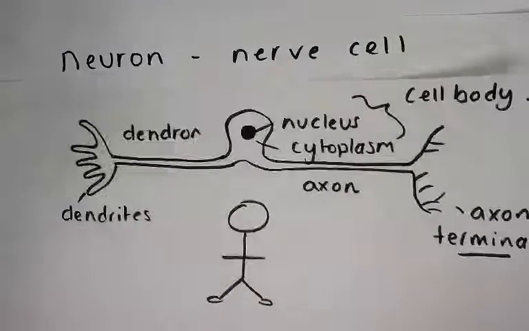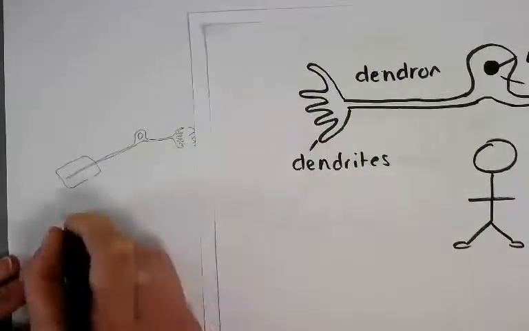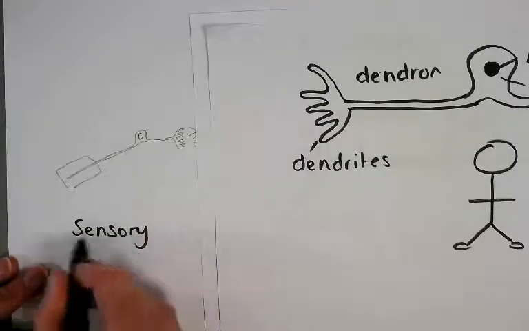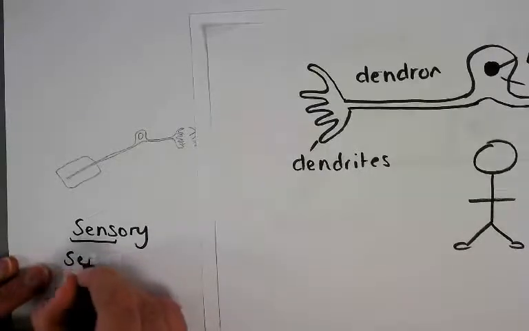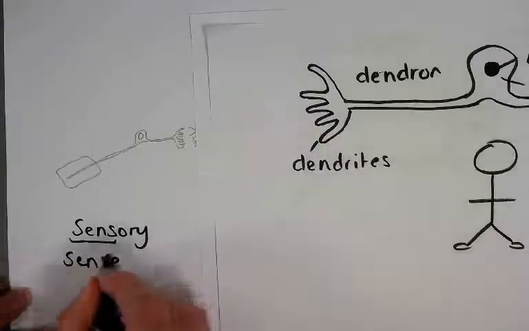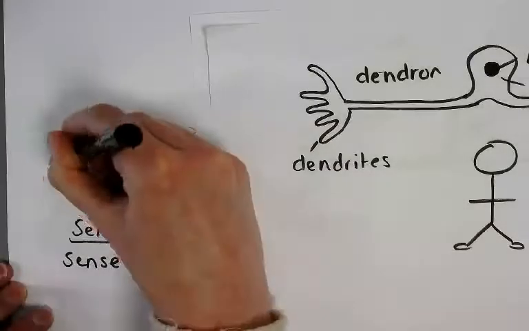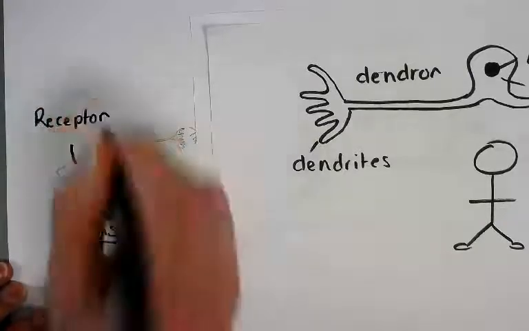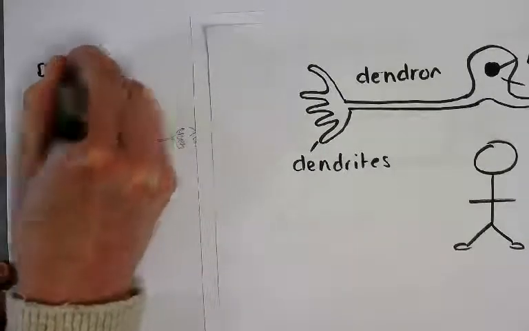So the first type of neuron we'll look at will be a sensory neuron. If you think of the term sense or sensory, the first part of this is the word sense. So the sensory neuron is going to be the thing that detects or senses different stimuli from the environment. And the way they do that, sensory neurons will always start with a receptor. And the role of the receptor is to detect stimuli.